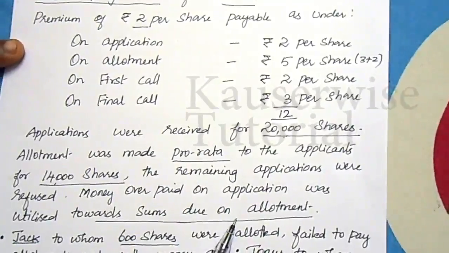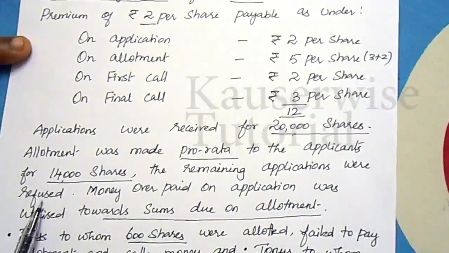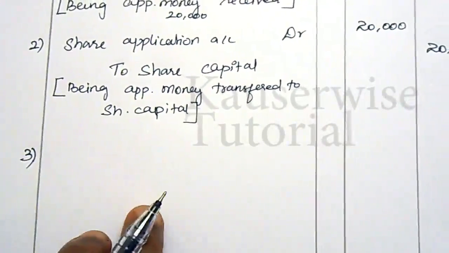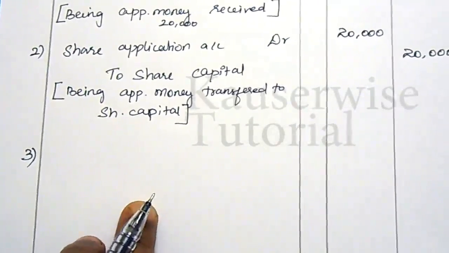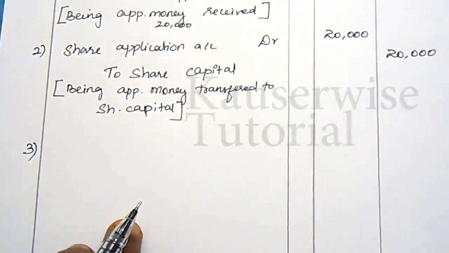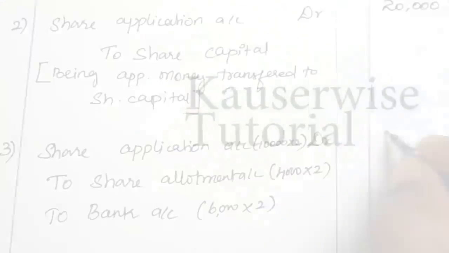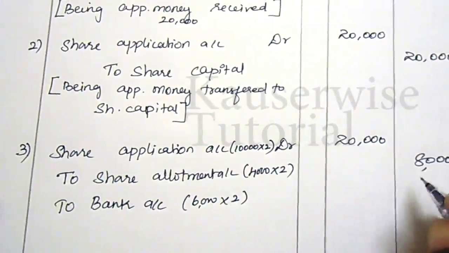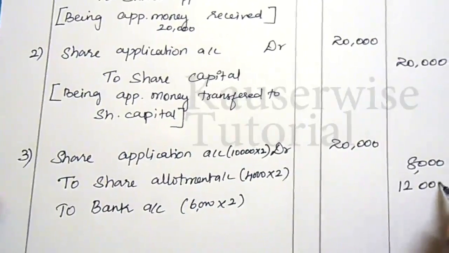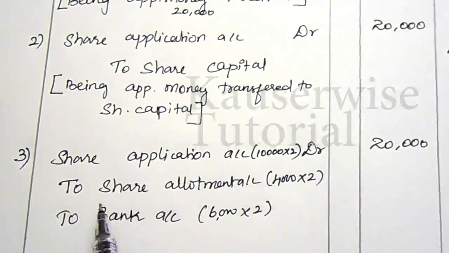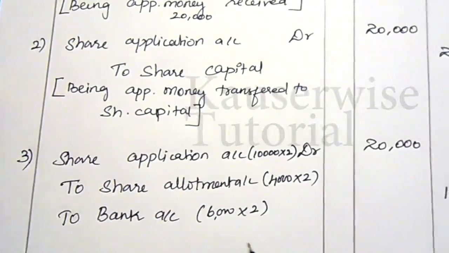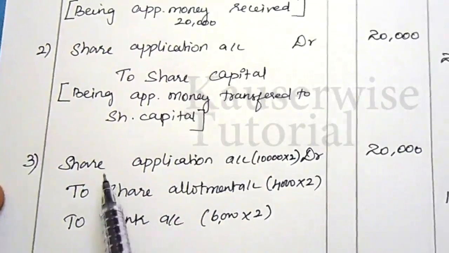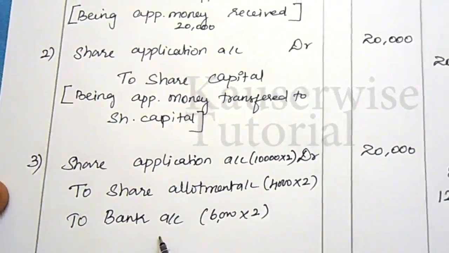So now we have to write the combined entry for pro rata and returned money. The entry for the transaction is Share Application Account Debit to Share Allotment for pro rata, and Share Application Account Debit to Bank for rejection. So now I am going to write the combined entry. Share Application Account Debit to Share Allotment, to Bank Account. So this is the combined entry for two transactions. One transaction is for rejection. So what is the entry for rejection? Share Application Account Debit to Bank. This is the rejection entry.